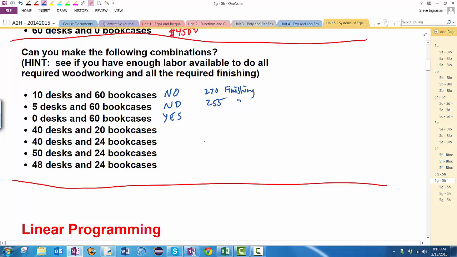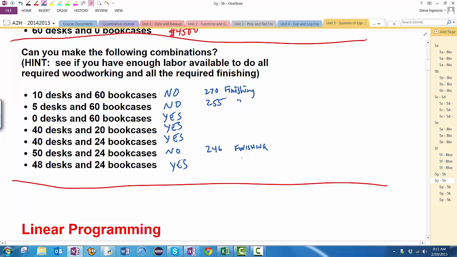Yes, you could make 60 bookcases with no desks. Yes, you could make 40 desks and 20 bookcases. Yes, you could make 40 desks and 24 bookcases. No, you couldn't make 50 desks and 24 bookcases, because that would require a few more finishing hours than you have available. You've only got 240 available. So maybe if we back down the number of desks, yes, you could make 48 desks and 24 bookcases.